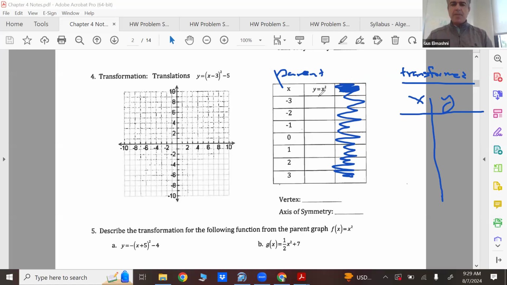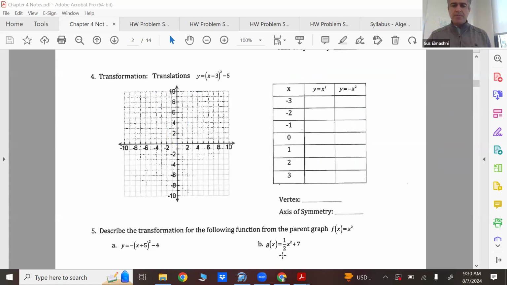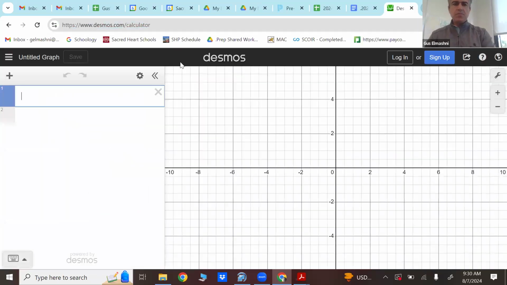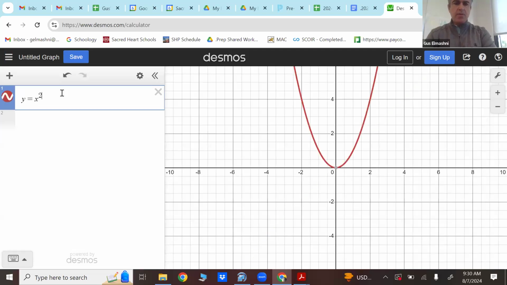Okay. Parent we know again is this: 9, 4, 1, 0, 1, 4, 9. And actually, I will graph it because I want you to see how it changes. Okay, so x minus 3 squared minus 5. For a moment, let's actually go to Desmos. y equals x squared. Cool.